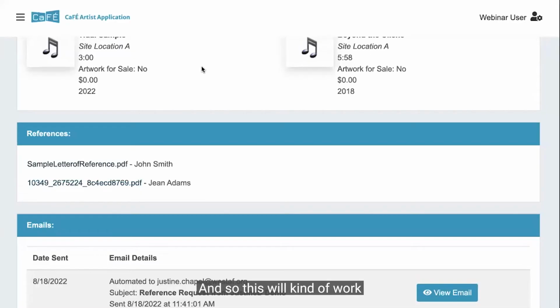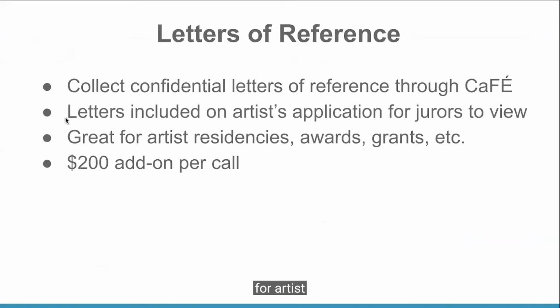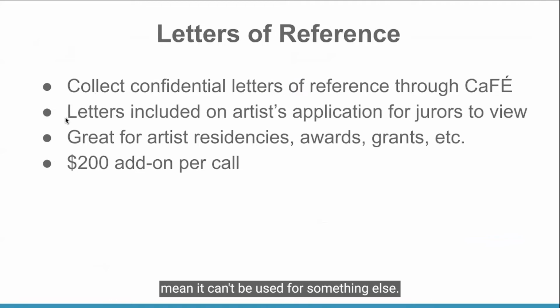And so this will work just like any file upload question types on the juror scorecard. There will be a reference section where the juror can open these files and review them and use them in their consideration. That's how the letters of reference feature works. Like I said, this is great for collecting confidential letters of recommendation for artist residencies, awards, grants, etc. But just because it's typically used for that doesn't mean it can't be used for something else. We can help you use it for what you need. So don't forget that this option exists.